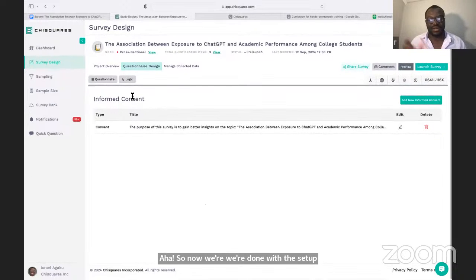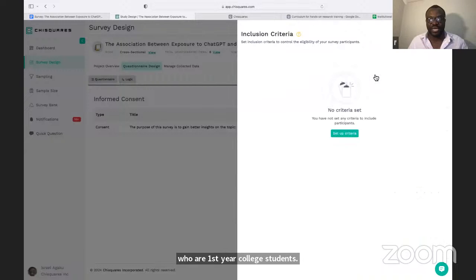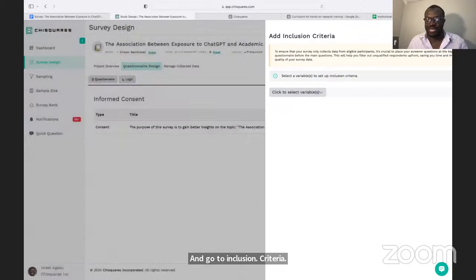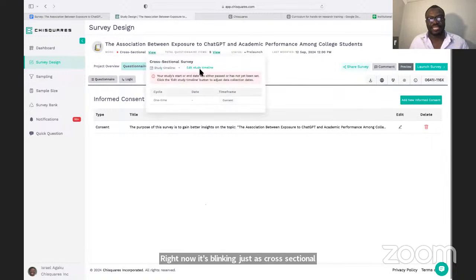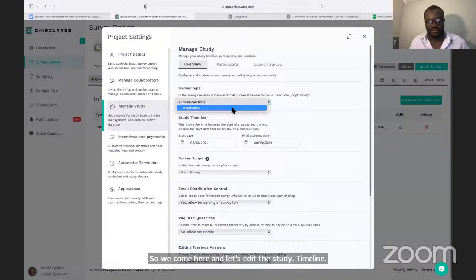So the logic is that the only people eligible for the study are individuals who are first-year college students. So let's go to logic and go to inclusion criteria. Let's set that up. But before we do that, let's actually set the survey as longitudinal. Right now, it says just cross-sectional. So we come here and let's edit the study timeline. We want to change it from cross-sectional to longitudinal.